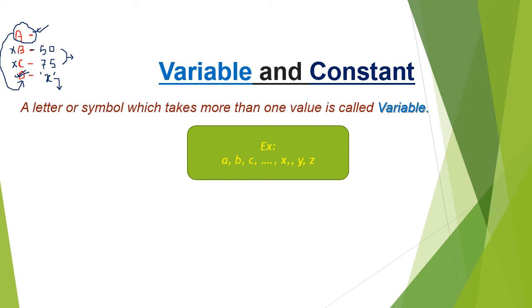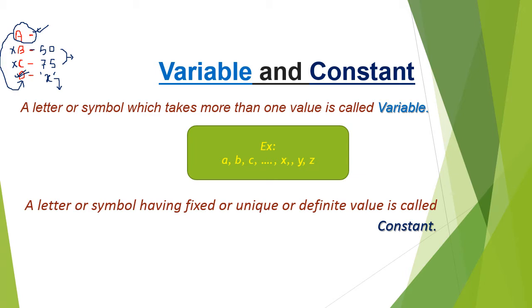Constant means anything that has a fixed value, isn't it? Constant is a fixed value. It will be fixed for you, and it will be fixed for others also. Whatever you take from the shop, the price is fixed, so it is a constant. A letter or a symbol having a fixed or unique or definite value is called a constant.